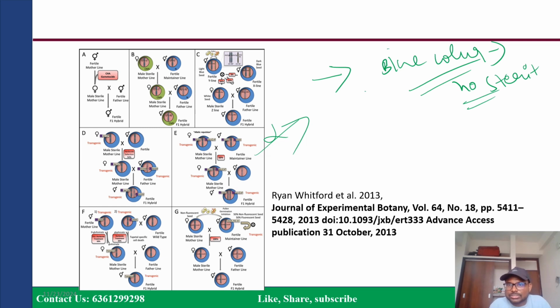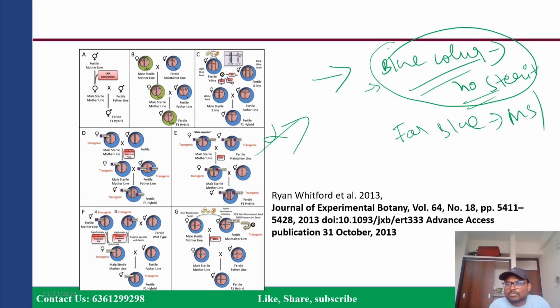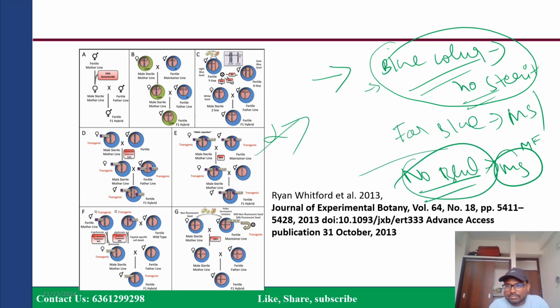There are three things here: if the color is completely blue, there is no sterility; if you have a partial blue color, there is somewhat of male sterility, but most of the time male fertility. If there is no blue color and all are white, then there is a complete male sterility. And we are selecting based on the color. I'm not going into detail because it will confuse you.